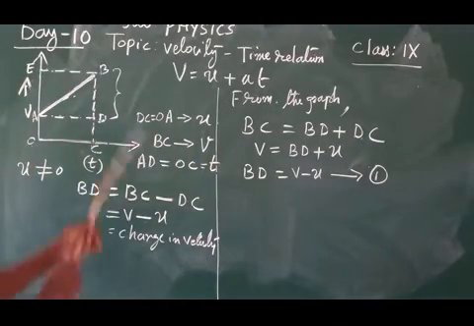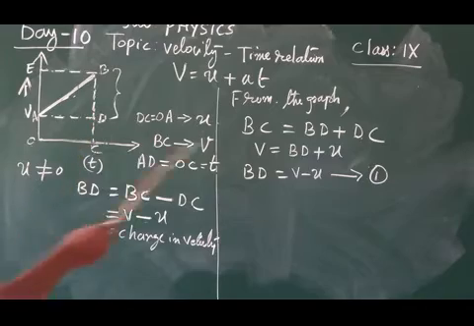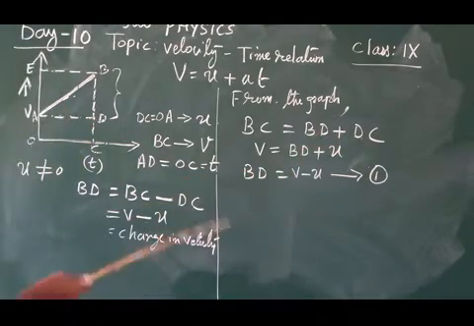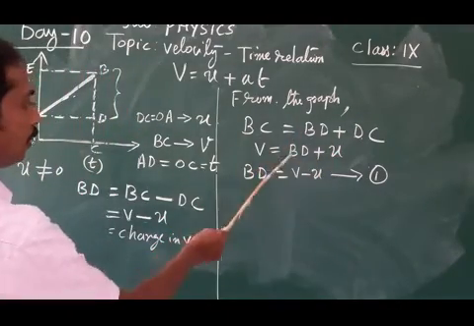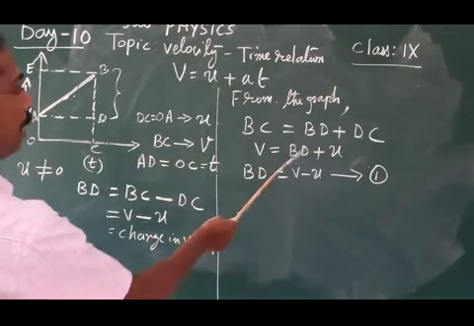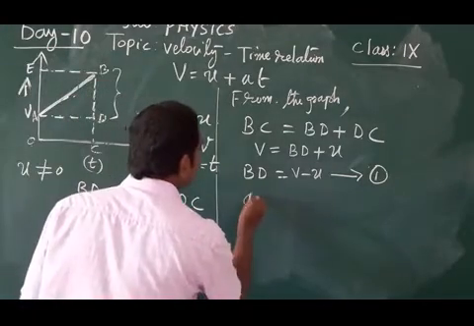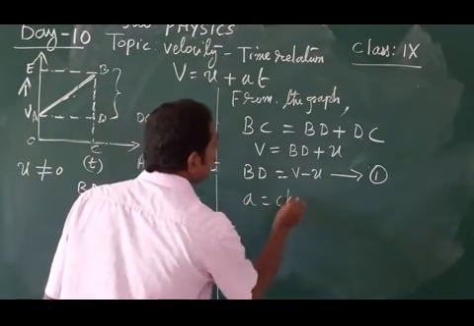We have from the graph BC equal to BD plus DC. Substituting BC equal to V, BD as it is, then DC equal to U. Then we have BD equal to, you take it to this side, then it becomes minus. BD equal to V minus U, equation number 1.